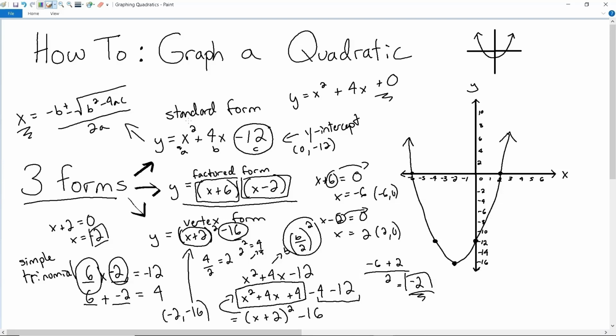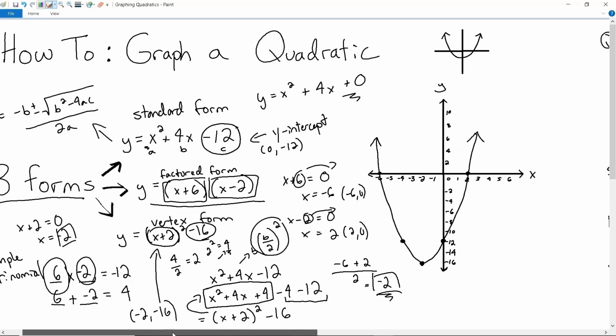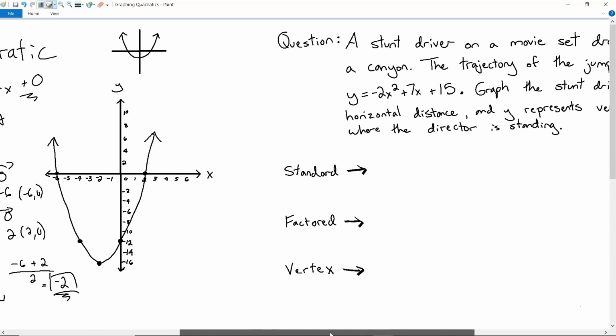So if you are able to quickly go between standard form, factored form, and vertex form, you will have all of the information you need to graph a quadratic. And if you get stuck on factored form or vertex form, you can always go back to the trusted quadratic formula. Now let's put all of this into practice for a word problem.